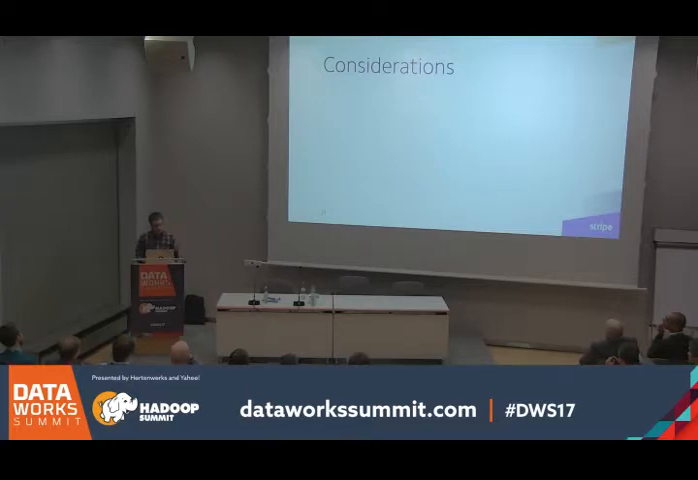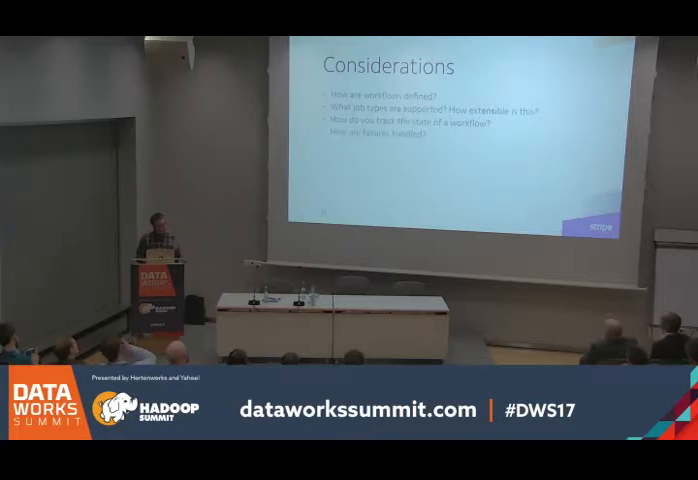So these 5 points are: how are workflows defined? What types of jobs are supported, and how extensible is this? As in, how can you add additional custom job types if you need? How do you track the state of workflows? How are failures handled in jobs and workflows? And then finally, how stable is the engine itself? So I'm going to go through and look at each of these in turn.